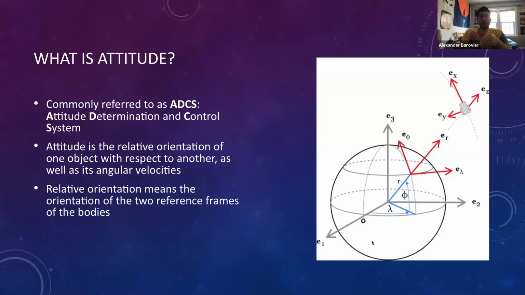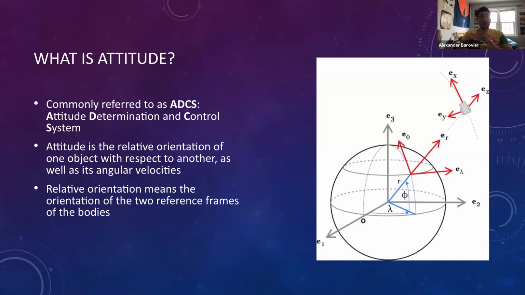So first things first, big question of the day, what's attitude? It's commonly referred to as ADCS, so you'll hear that acronym probably a lot. It just means attitude determination control system. And attitude refers to the relative orientation of one object with respect to another, and it also usually includes the angular velocity, so basically how it's rotating about each axis.